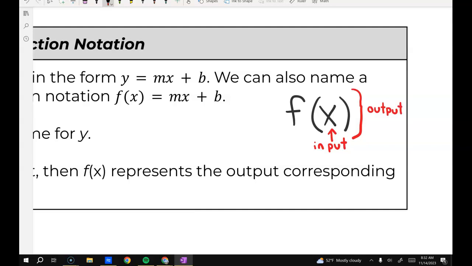Where you'll see in the next few examples, this x is going to be replaced with numbers. So if this was a 1, that means we're inputting a 1 into our function rule and we're evaluating, and we'll get a number out, and that will be our f of x number or our output.